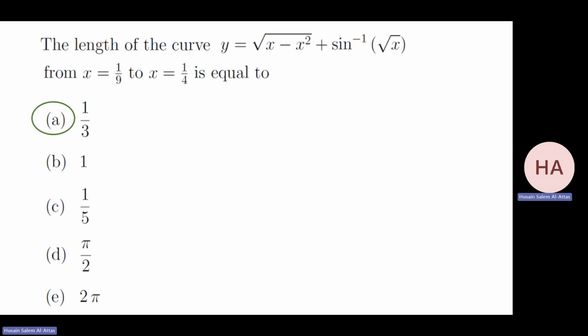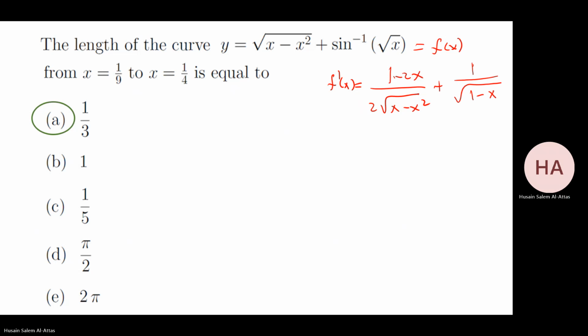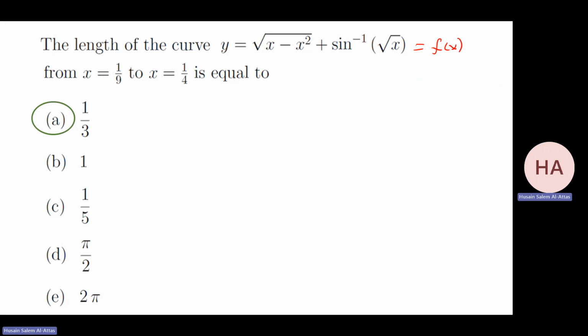Okay, good. The length of this curve from this to this. Oh, this is f of x. I need f prime of x. What will be that? That will be 1 over 2 square root x minus x squared times 1 minus 2x, plus sine inverse, which is 1 over square root 1 minus x times, I am squeezing myself here. Let me take some space here.